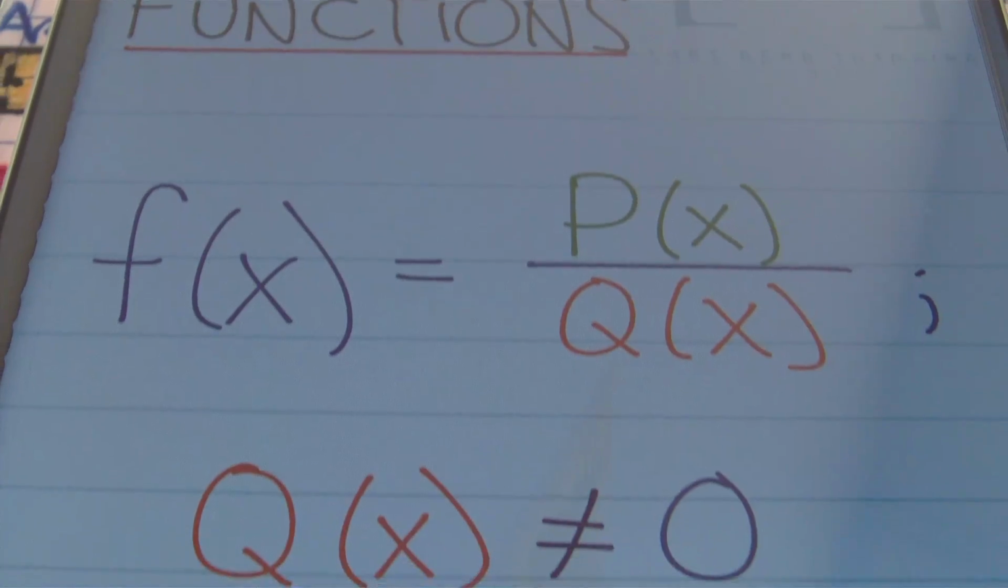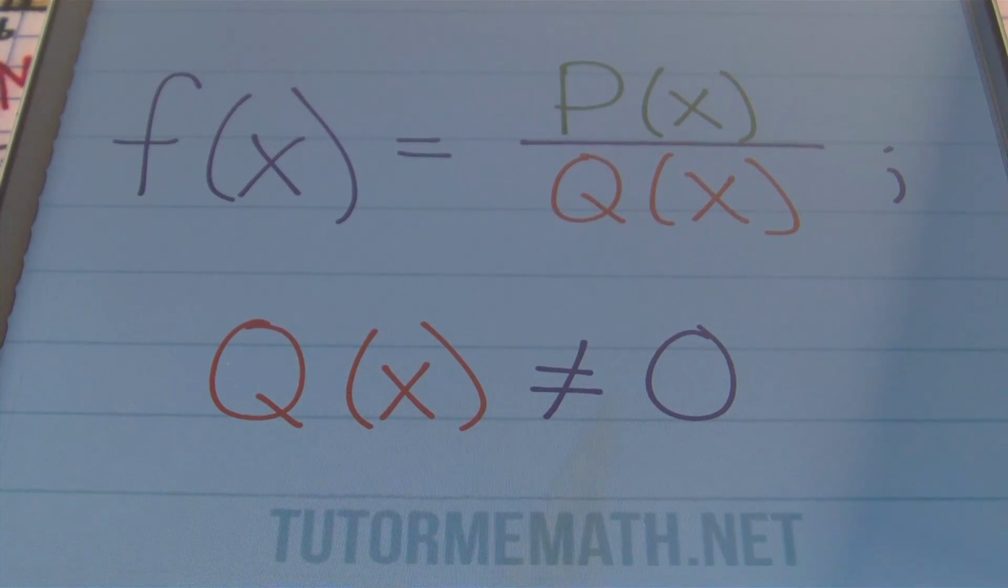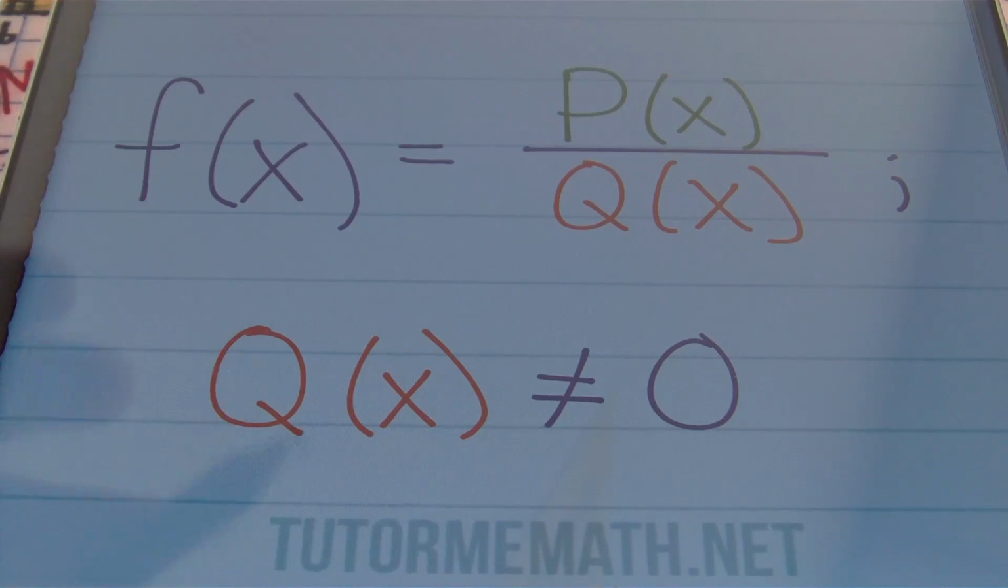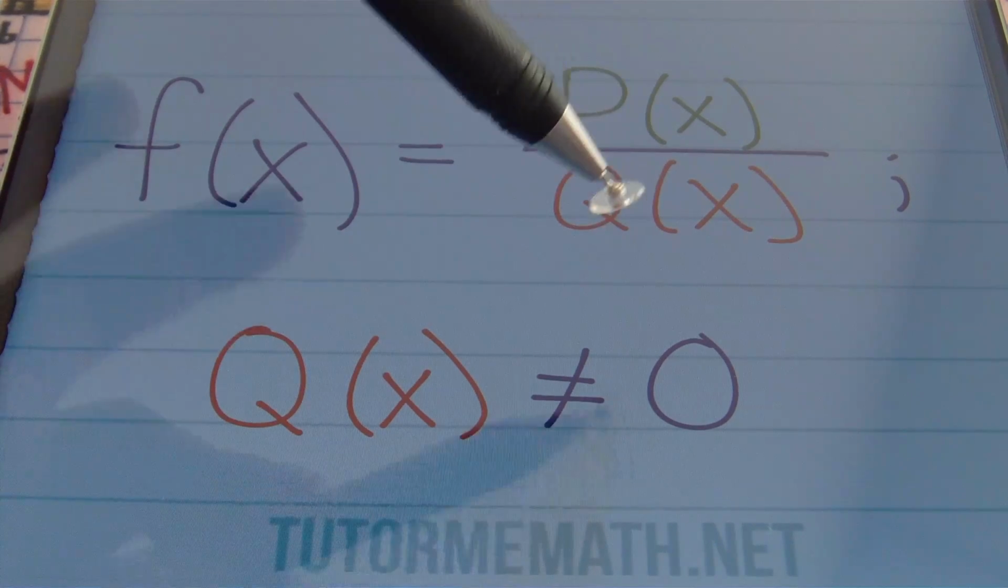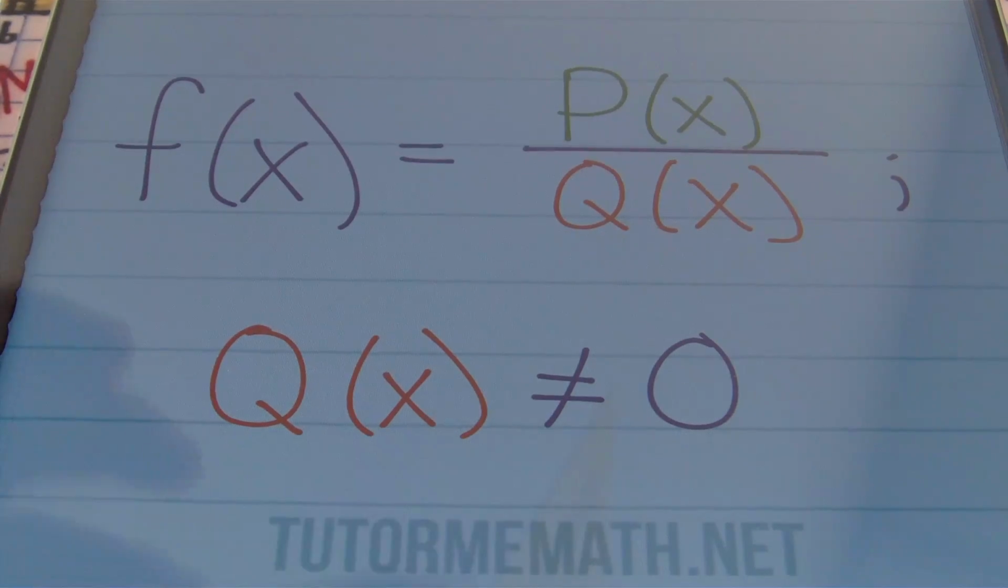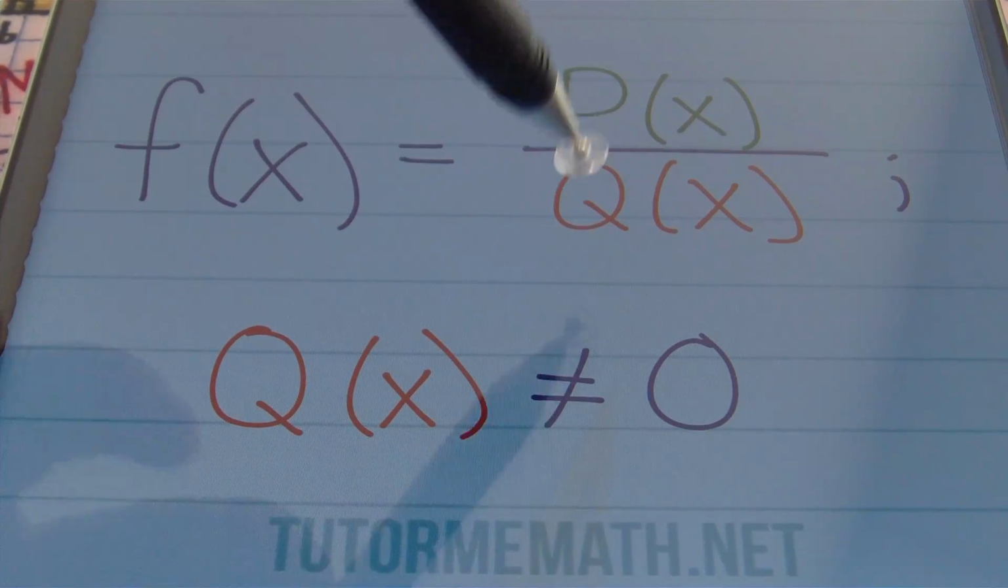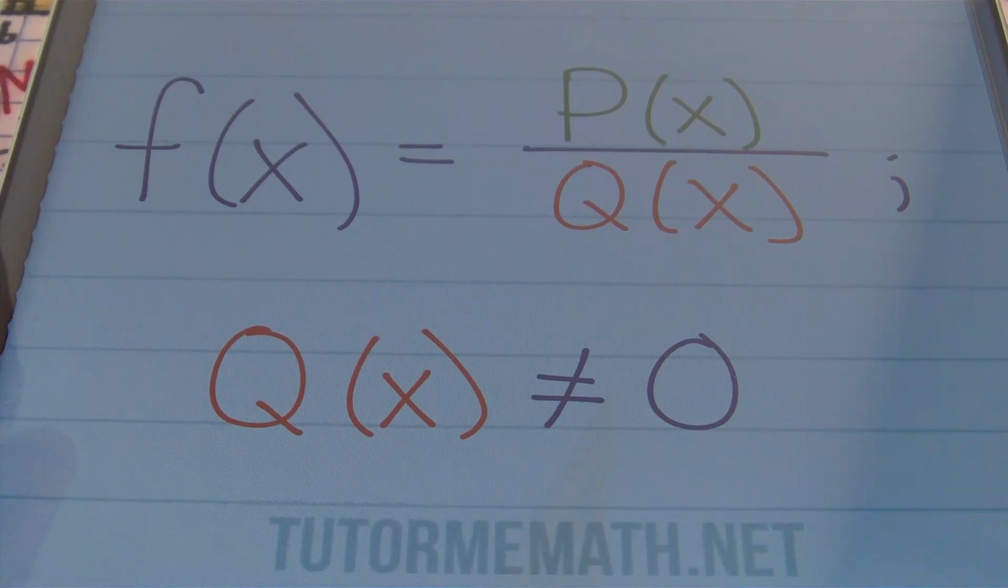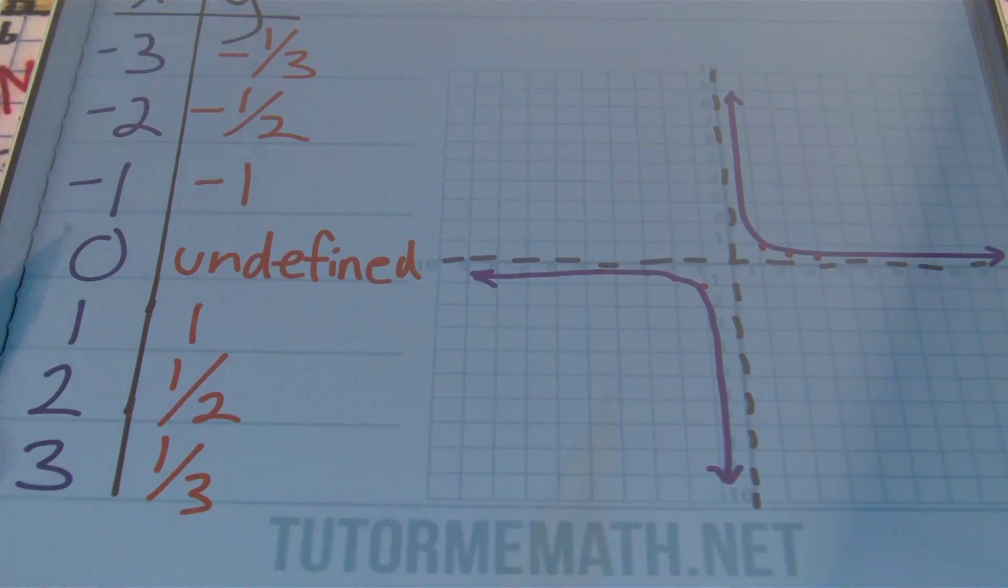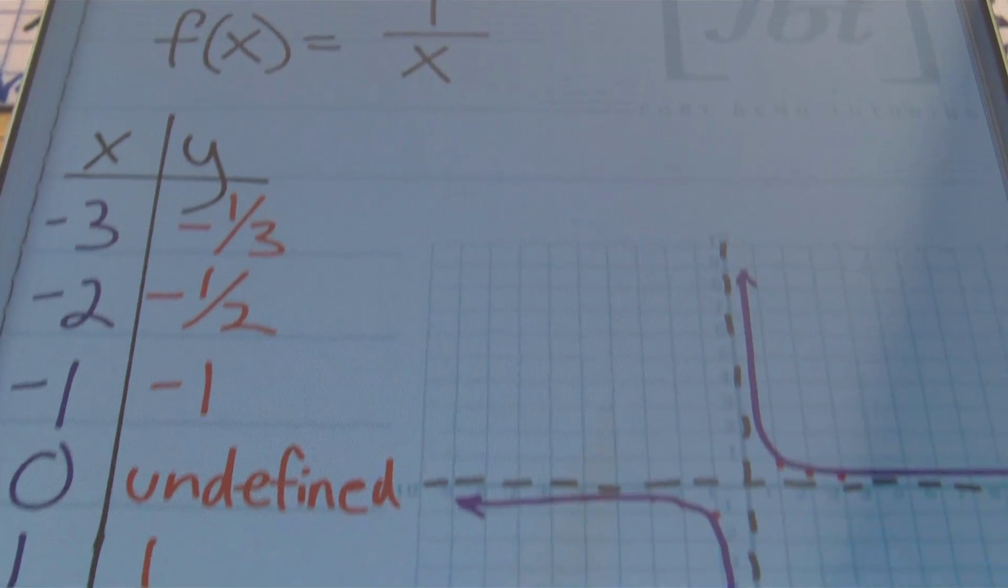Alright, so we have our rational function form right here. That's going to be anytime you have a function f of x that equals a function divided by another function, especially when our q of x, that denominator there, does not equal 0, because you can't have 0 in the denominator of a fraction. You would then end up with parent functions that look like this.